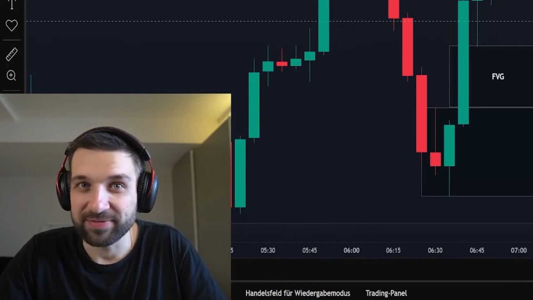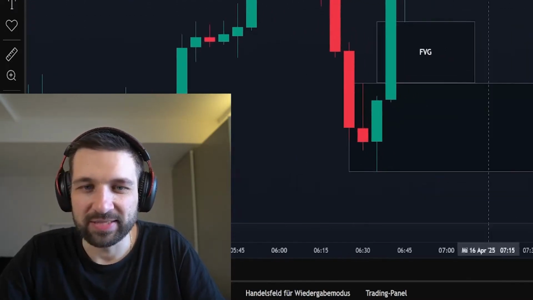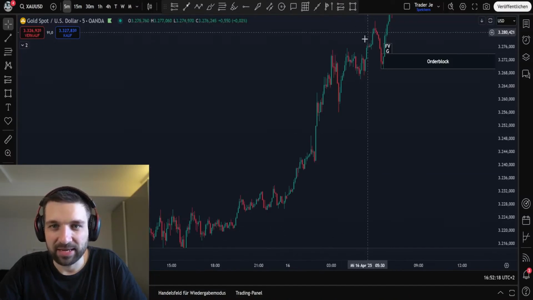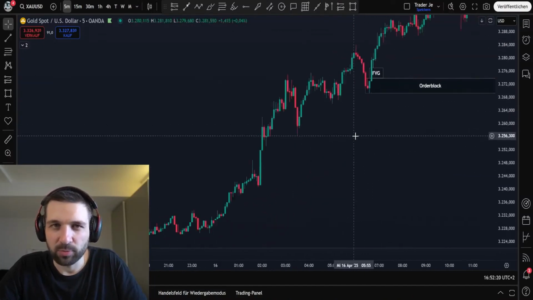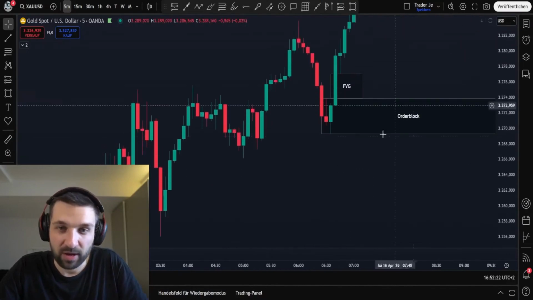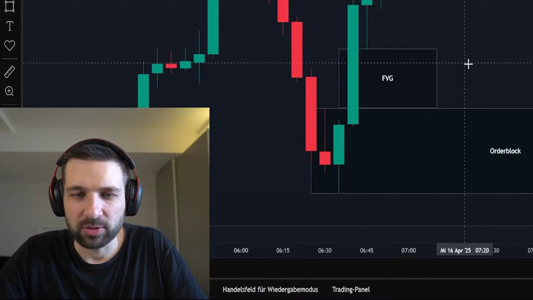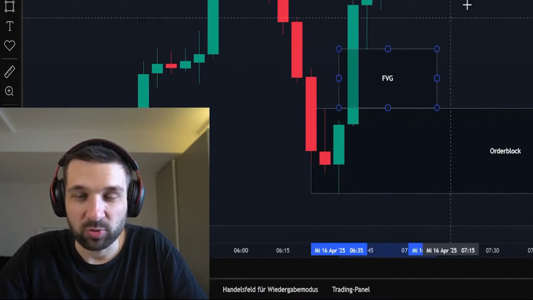And what's even more important is that we not only need to identify the order block, but also the trend. The trend here is definitely an uptrend. So we should only be looking for long trades. That's why I only look for long trades here. So what else do we need to make this order block truly valid, to make it really, really good?